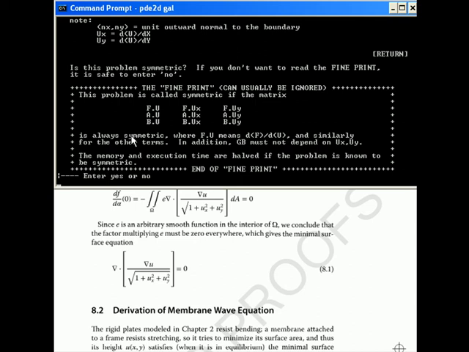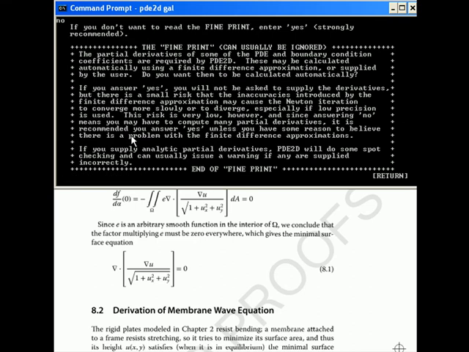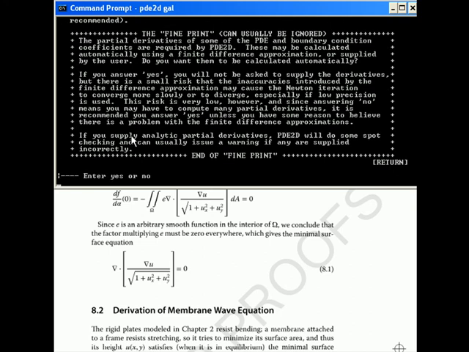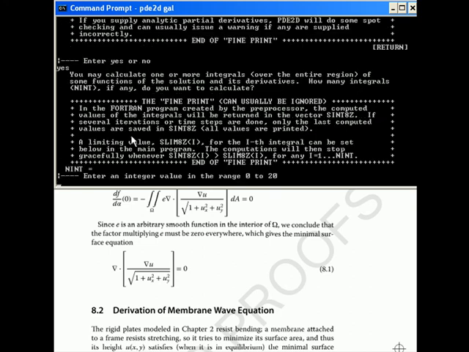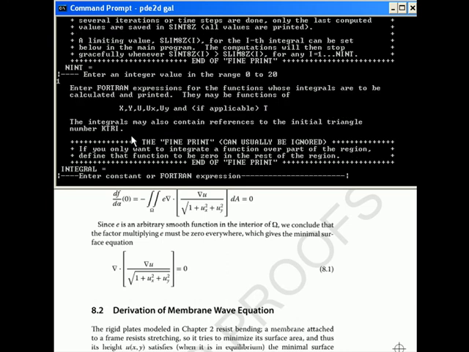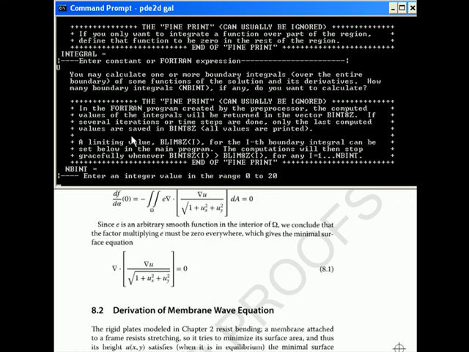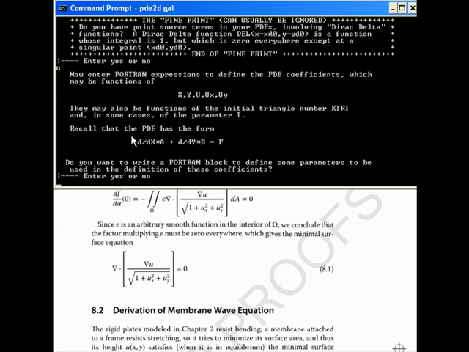Is it symmetric? It actually is, but let's say no anyway. Don't want to bother showing you why. This says strongly advised, yes, so say yes. And now I want to calculate an integral of u because I want to compare the integral of the solution over the entire region with what I get with collocation method. Should get the same answer. No boundary integrals, no direct delta functions.